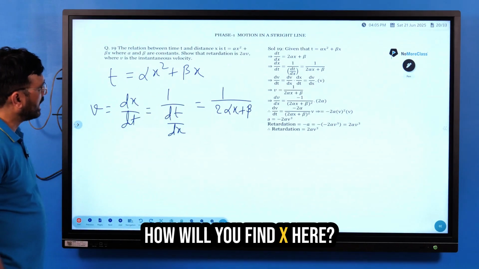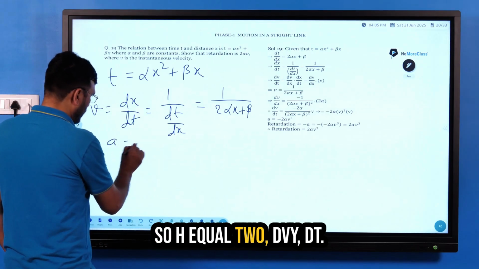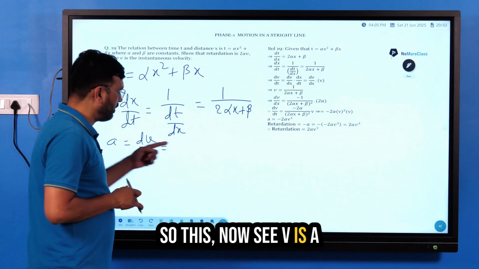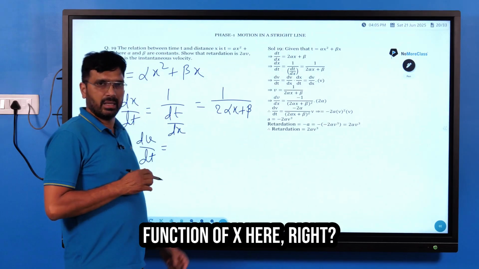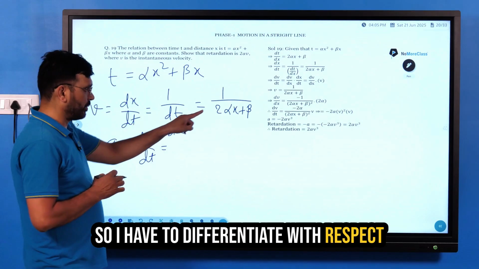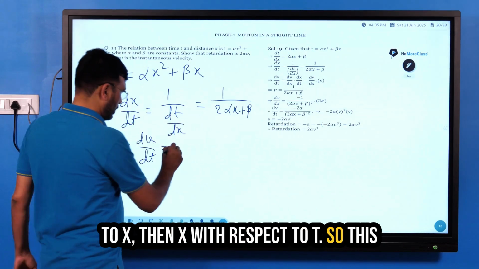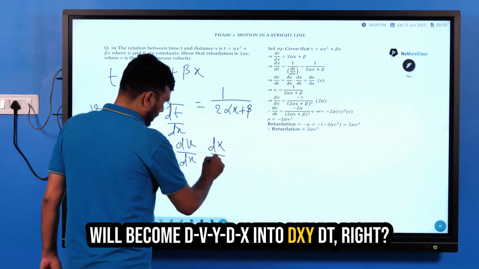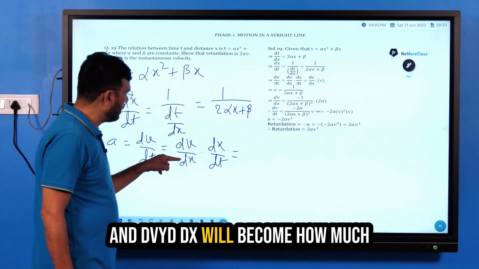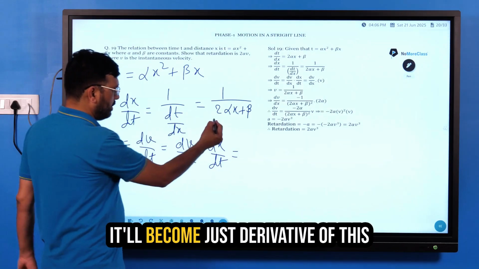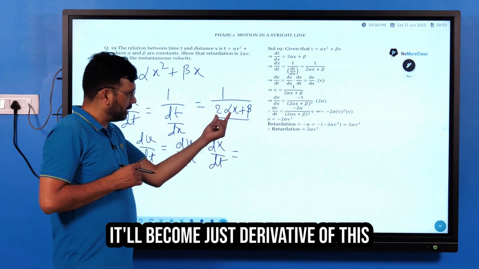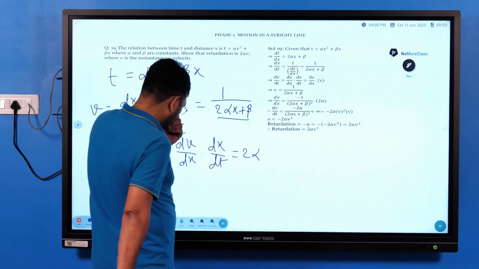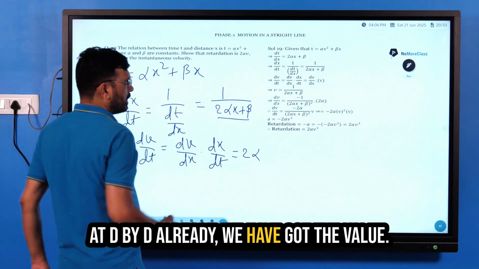How will you find acceleration here? So a is equal to dv by dt. Now see, v is a function of x here, right? So I have to differentiate with respect to x, then x with respect to t. So this will become dv by dx into dx by dt, right? And dv by dx will be just the derivative of 2 alpha x plus beta with respect to x in the denominator. And dx by dt, we have already got the value.